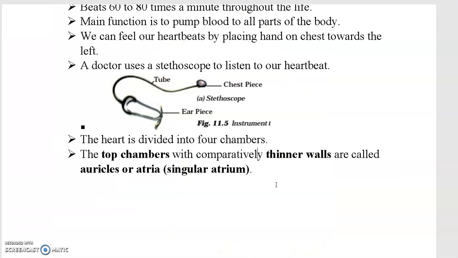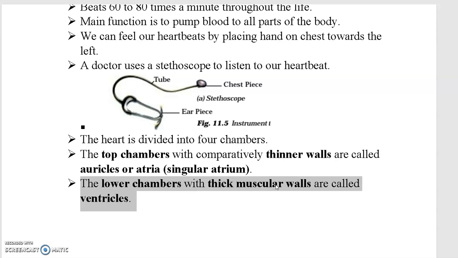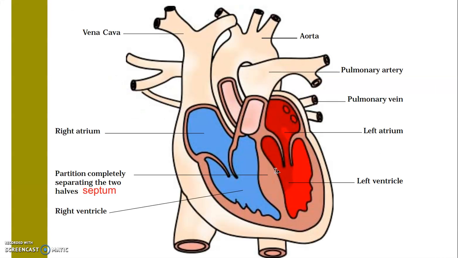All right. So the top chambers have thinner walls, and these top chambers are called auricles or atria. In singular form, it is atrium, that is right atrium, left atrium. Then the lower chambers with thick muscular walls are called ventricles. That is right ventricle and left ventricle. So if you look at this, this is your right ventricle, this is your left ventricle. This is your left atrium and this is your right atrium.